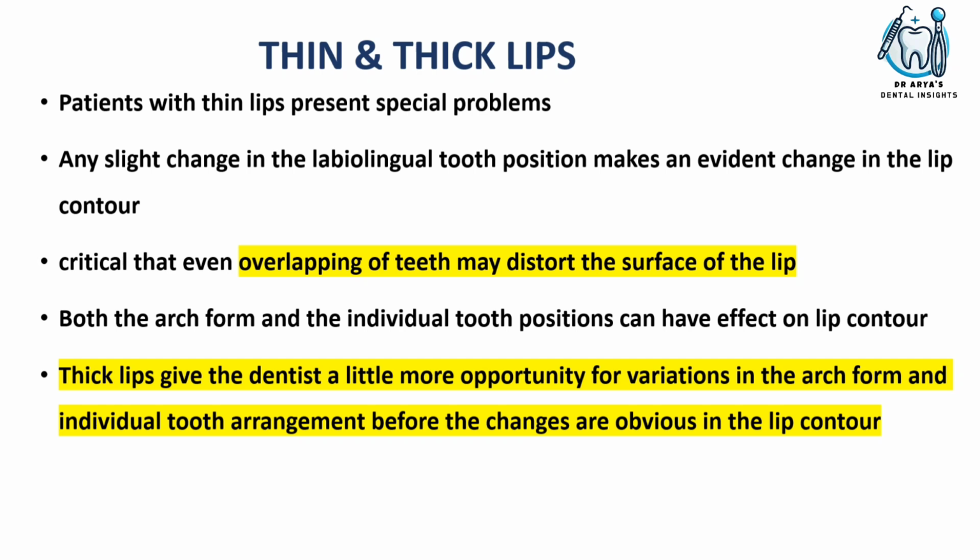Coming to thin and thick lips. Lip thickness is also very important, and patients with thin lips present special problems. Any slight change in the labiolingual tooth position makes an evident change in the lip contour. It's critical that overlapping of the teeth may distort the surface of the lip; both the arch form and the individual tooth positions can have an effect on lip contour. Thick lips give the dentist a little more opportunity for variations in the arch form and individual tooth arrangement before the changes are obvious in the lip contour.